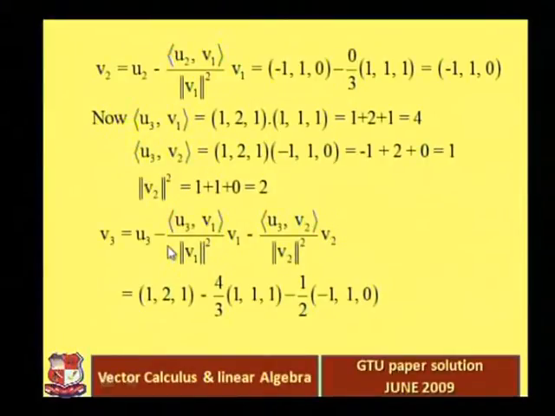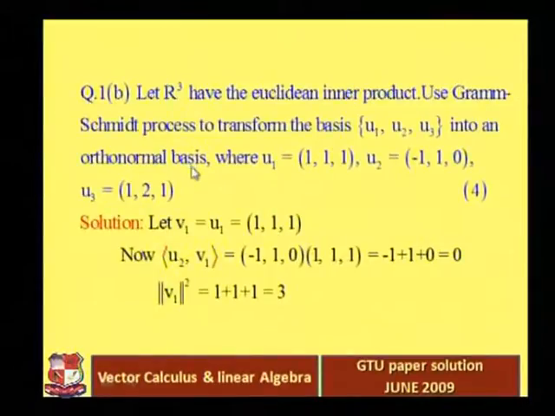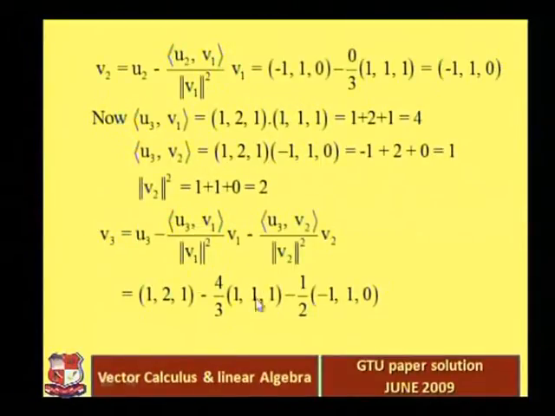Okay, so U3 is equal to (1, 2, 1) minus inner product U3 V1, which is 4 by 3, right? Norm V1 square we already found before, it is 3, so that's why 4 by 3, times V1, which is (1, 1, 1), minus inner product U3 V2, that is 1, over norm V2 square, that is 2, times (-1, 1, 0). So this is equal to (1, 2, 1) minus (4/3, 4/3, 4/3) plus (1/2, -1/2, 0).